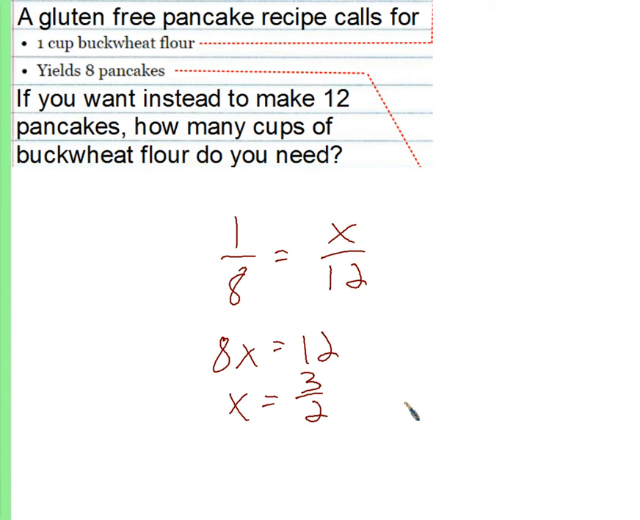Can we set it up differently? We could. We could say that x cups to 1 cup is the same as 12 cups to 8 cups. That way, that ratio is also true. And if we cross multiply, we get the exact same thing. 8x equals 12. And x equals 3/2. You can set it up 1 over x equals 8 over 12. Same thing. You can set 8 over 1 equal to 12 over x. Same thing. These ratios are all the same. The proportions, I suppose. Any questions about any of that? I'll ask it after the next question. That would be helpful.